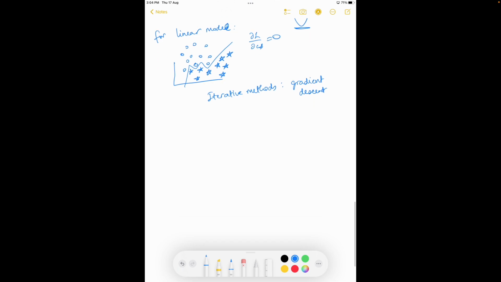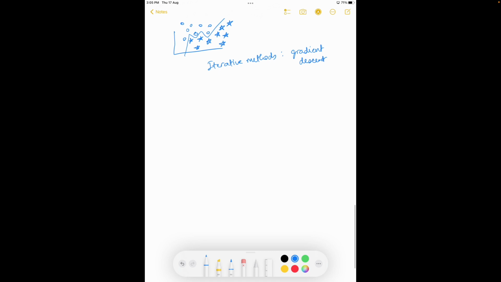So what is this method? It says you are sitting at a W. Okay, first let me tell you this pictorially. Let's say this is L as a function of W, and this is W. Let's say it's a single variable W, and my L looks like this. It's a nonlinear function, but I want to reach the minimum. This is my W star, where I actually want to reach.